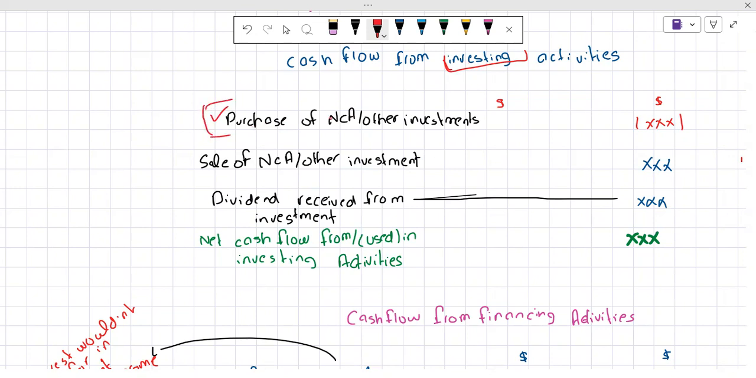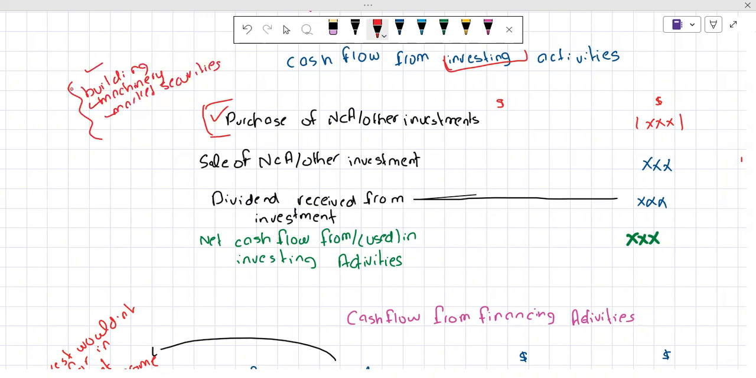The first one is purchase of non-current assets or other investments. We all know that if we purchase any building, any machinery, or any market securities, it means that we are investing totally new capital into our business.